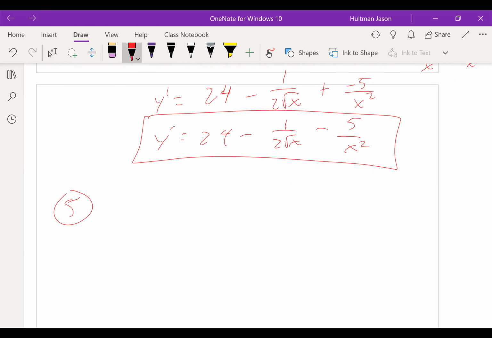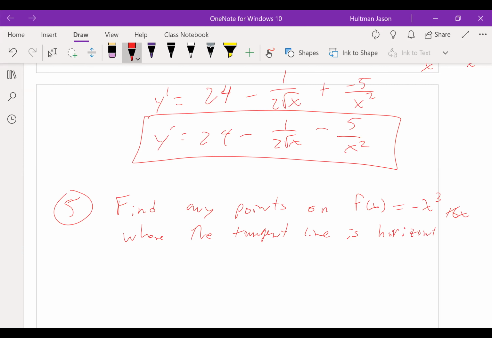Okay, number 5. Find any points on the function f of x equals negative x cubed plus 6x squared where the tangent line is horizontal. All right, negative x cubed plus 6x squared. Okay, where the tangent line is horizontal.